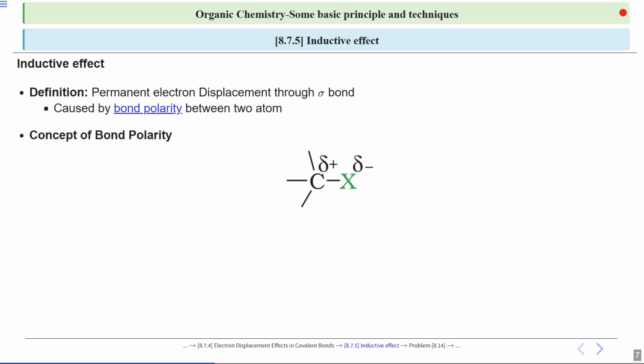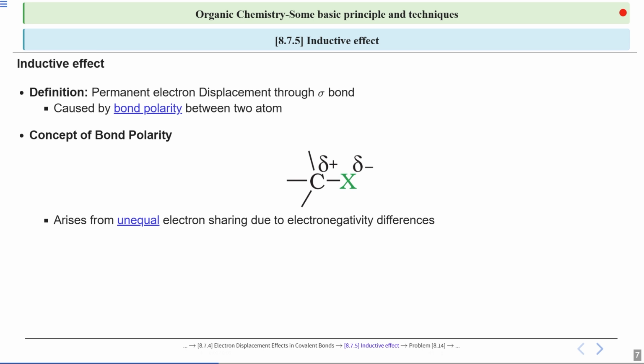Consider the molecule given here. X is a halogen and C is carbon. We know very well that carbon is less electronegative than halogen, and due to this electronegativity difference, bond polarity arises. And why is it arising? To understand this, we will go through a short process.